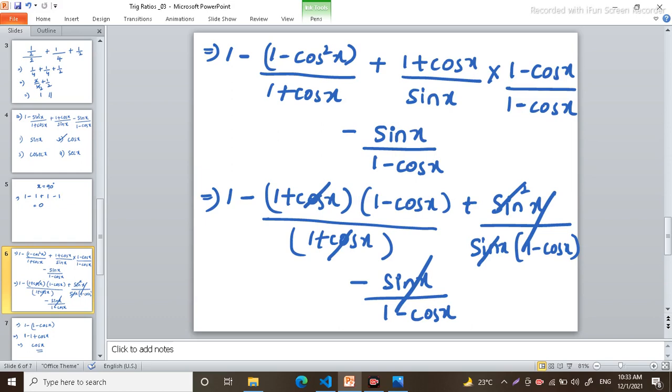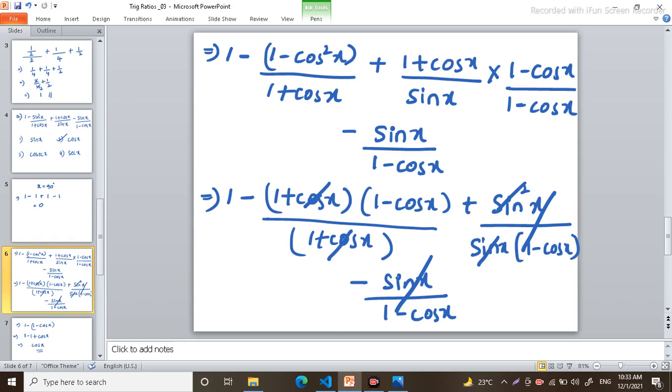Here 1 minus cos square x can be written as a square minus b square, a plus b into a minus b by 1 plus cos x plus, here it is, see here, it is in the form of a plus b into a minus b. This I can write down as a square minus b square, that is 1 square minus cos square x. 1 minus cos square x is nothing but sin square x. I wrote sin square x directly divided by sin x into 1 minus cos x. Sin x gets cancelled, and one more sin x divided by 1 minus cos x, and minus sin x divided by 1 minus cos x.